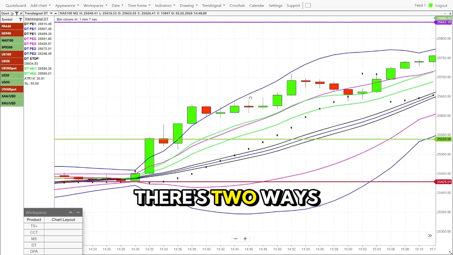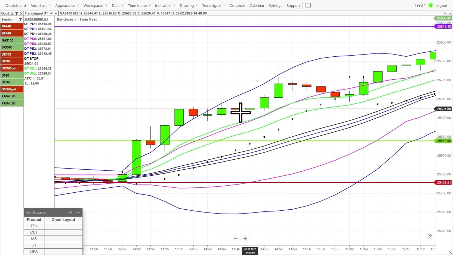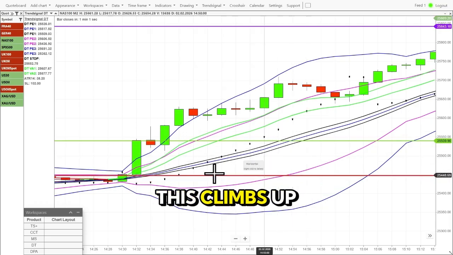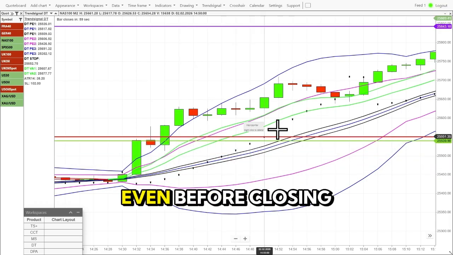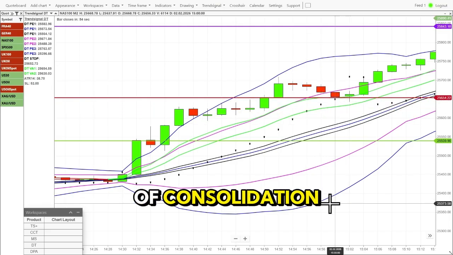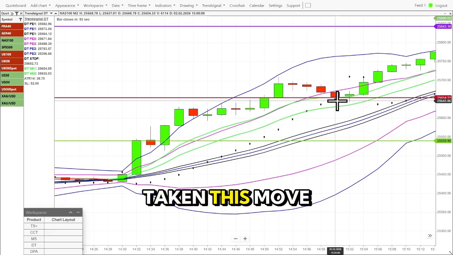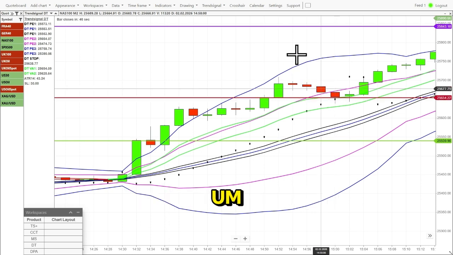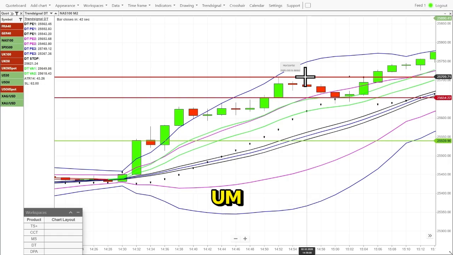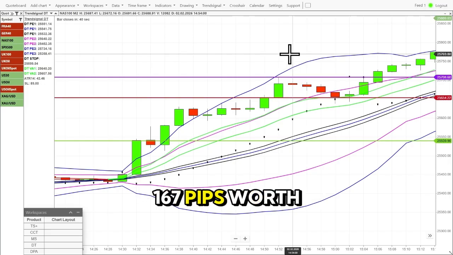And from there, there's 2 ways that you can run the trade, really. You have the passive approach from locking in the stop loss as you go. This climbs up over time. Eventually, we can break even before closing in as the market starts to push more sideways for a period of consolidation. If you'd have taken this move from open to the black arrow, nice and simple, it's 111 pips worth of movement. If you'd have taken the best possible opportunity, which is at the top of this green candle, you're looking at 167 pips worth of movement.